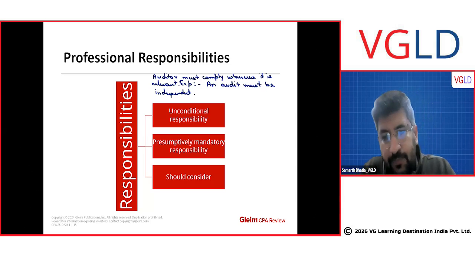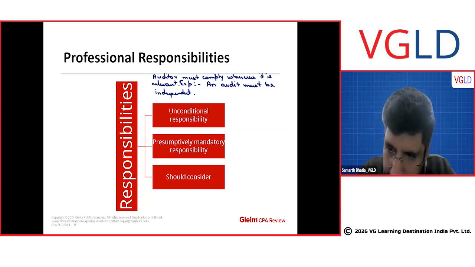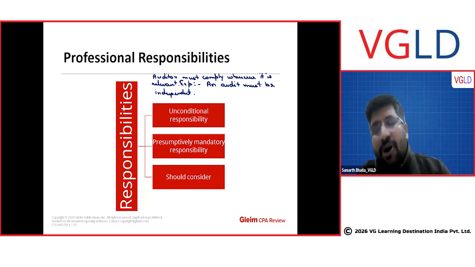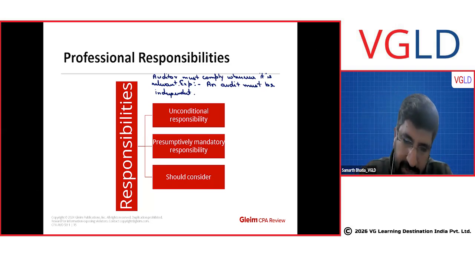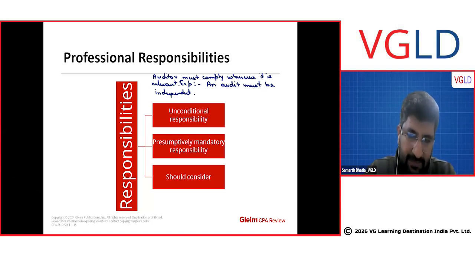So when I'm saying unconditional responsibility, no exceptions are permitted here. An auditor must be independent in mental attitude as well as appearance. An auditor must maintain the confidentiality of client information. If there is a violation, there is a violation of professional standards. That is an unconditional responsibility.